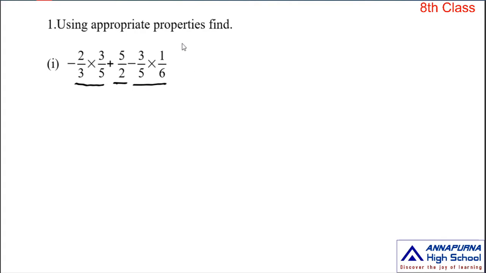So in this expression totally we have 3 terms, and in the last classes I already explained this point. The terms are separated by either plus or minus. If you observe a multiplication operation or division operation between two numbers, we read that as a single term. So that's why in this expression we have 3 terms. The first term is minus 2 by 3 into 3 by 5, the second term is 5 by 2, and the third term is minus 3 by 5 into 1 by 6. And one more important point is, when you say any term, you present the term along with its sign.